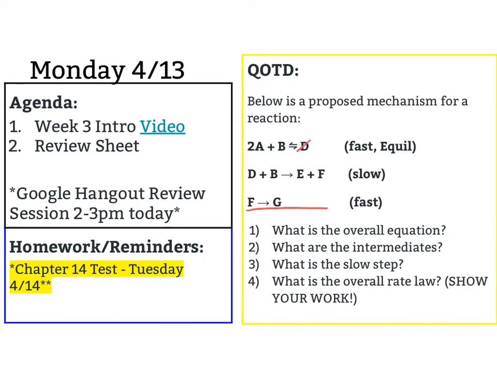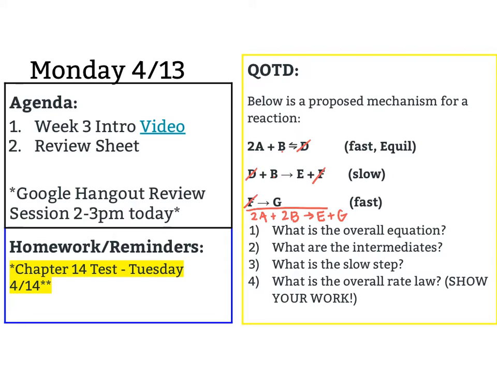So I see a D in the products, D in the reactants, F in the products, F in the reactants. Everything else gets carried down. So 2A, and then I've got 2 B's, and then after the arrow E and G. So that's my overall equation.